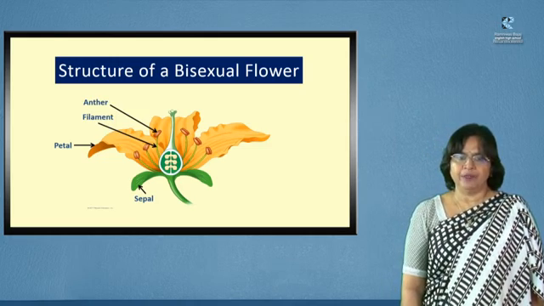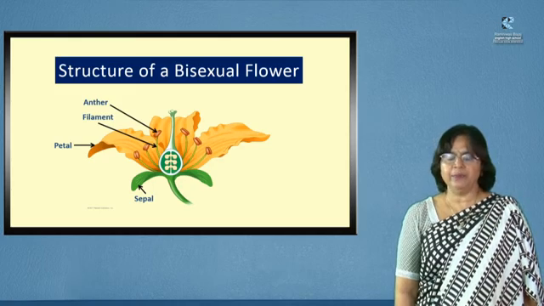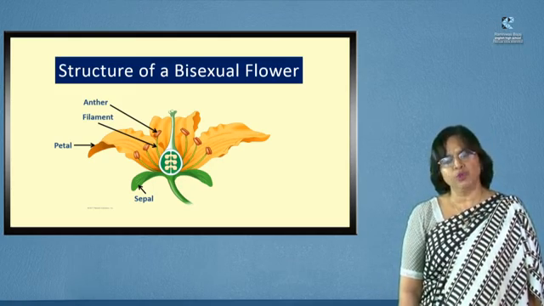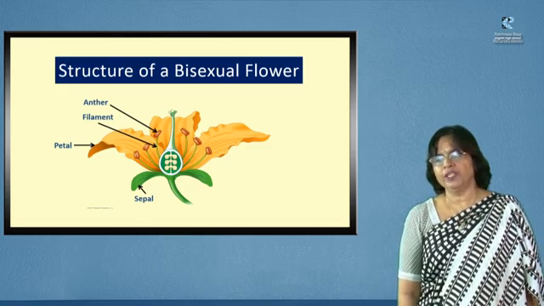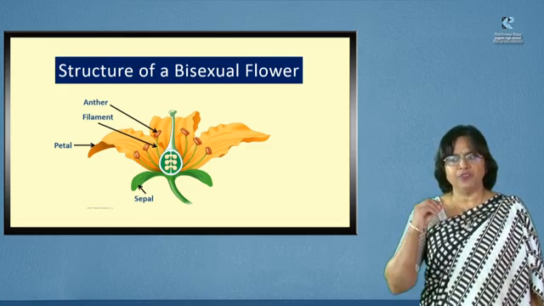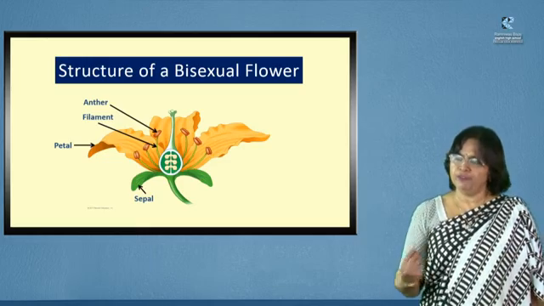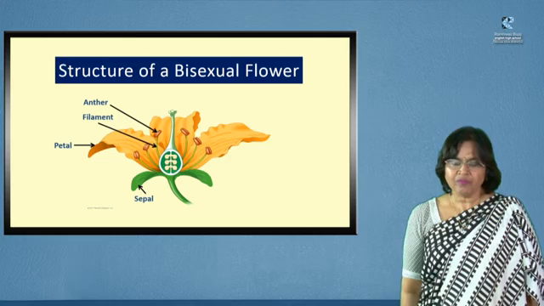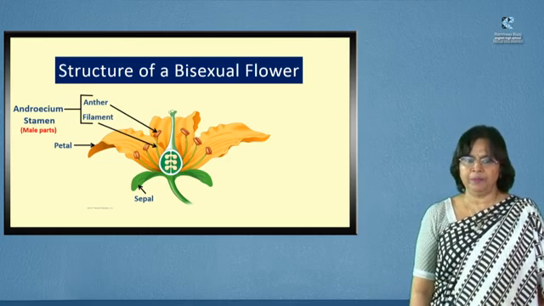Anther and filament make up the stamen, and stamens make up the third whorl, the androecium. Anther is the most important part of the stamen where the pollen grains are produced. It is found on the tip of the filament. Filament, as the name suggests, is a long, thin, thread-like structure. So, anther and filament make up the androecium.